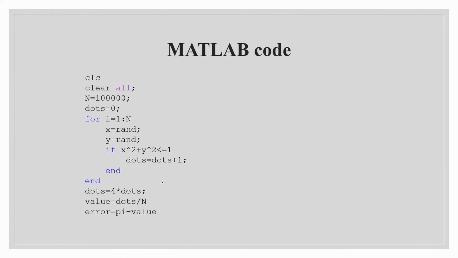The code is very simple. I have taken the simulation for n is equal to 1 lakh, and then I have initialized this variable dots is equal to 0. I am taking the loop i is equal to 1 to n, and these two are the random numbers. That is, the first random number is in variable x and the second random number is in variable y. Now we are checking whether this condition holds true or not.